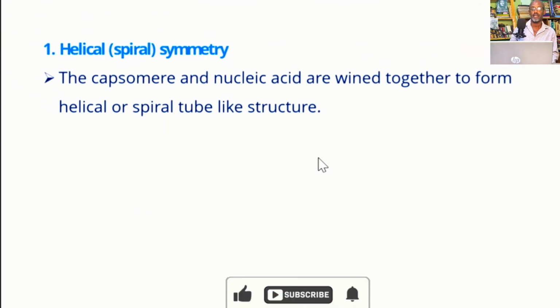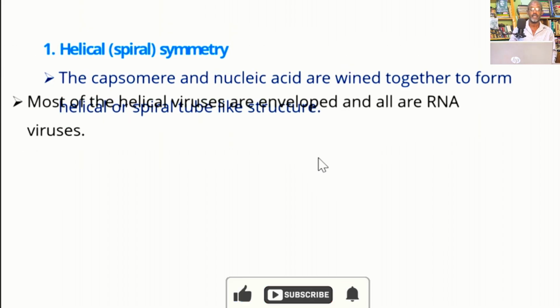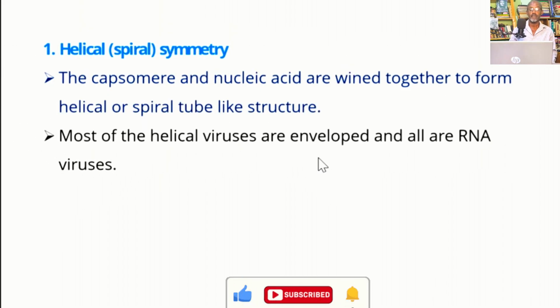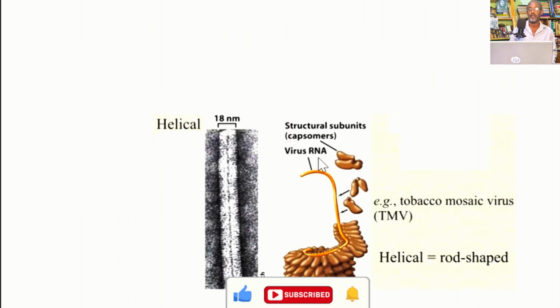The first, helical or spiral symmetry. What is it? The capsomers and nucleic acids are wound together. The nucleic acid is attached from the inside to the capsomers, the protein coat wall, and they are wound together to form a helical or spiral tube-like structure, just like this. Most of the helical viruses are enveloped and all are RNA viruses.